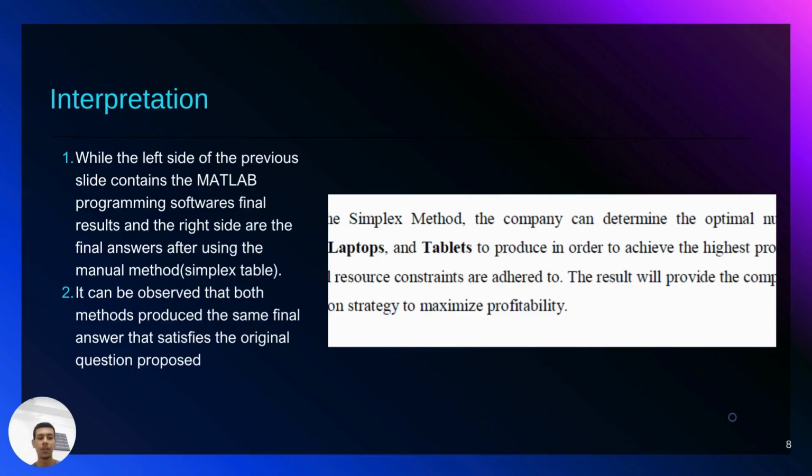This result gives the company clear direction: focus production on laptops only, which leads to the highest profit while fully using the available materials and keeping some labor and machine time in reserve. This is a great example of how optimization tools can help businesses make smart, data-driven decisions.